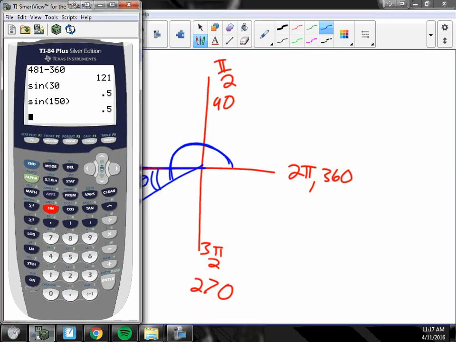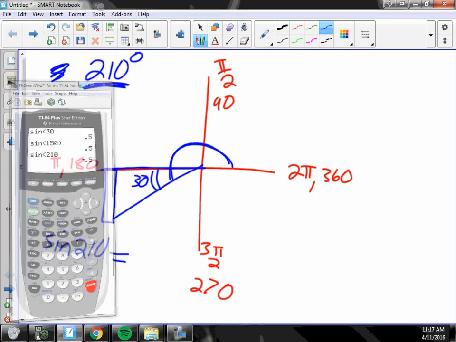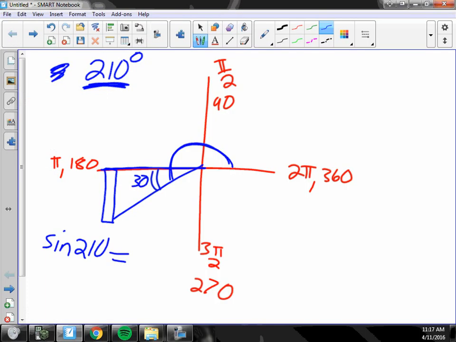The sine of 210 is, ooh. So we now have a triangle where one of the sides is negative. So this is negative 1/2. Why is it negative? We're underground. Now the wall is underground, so it's got to be negative.